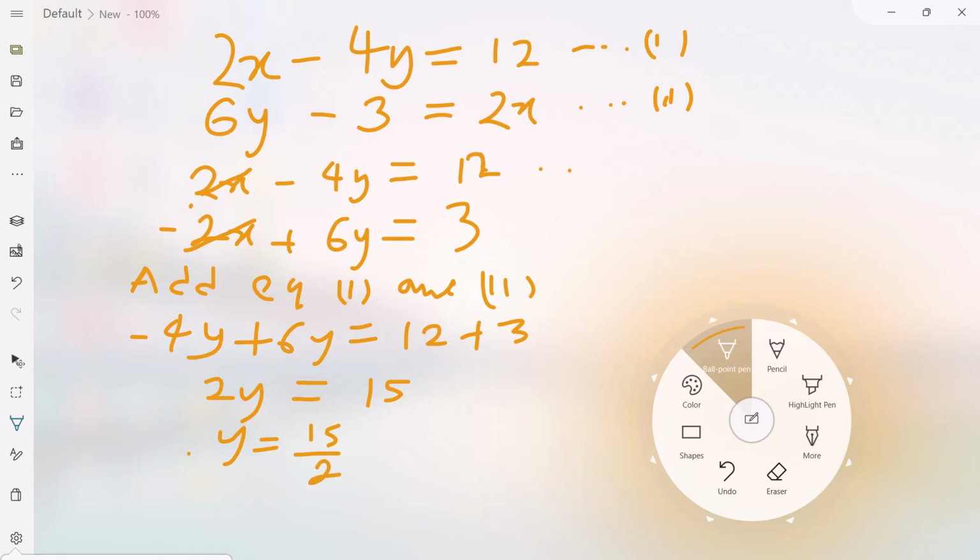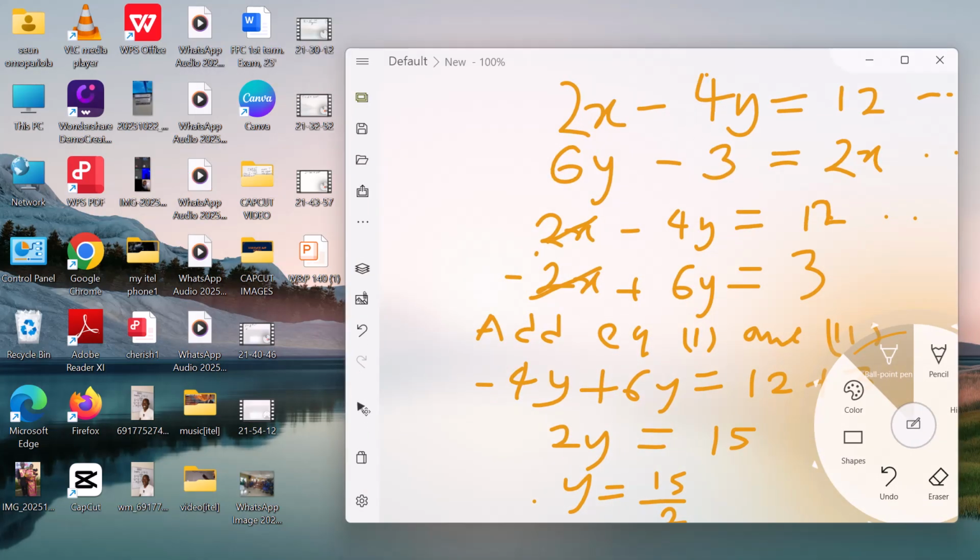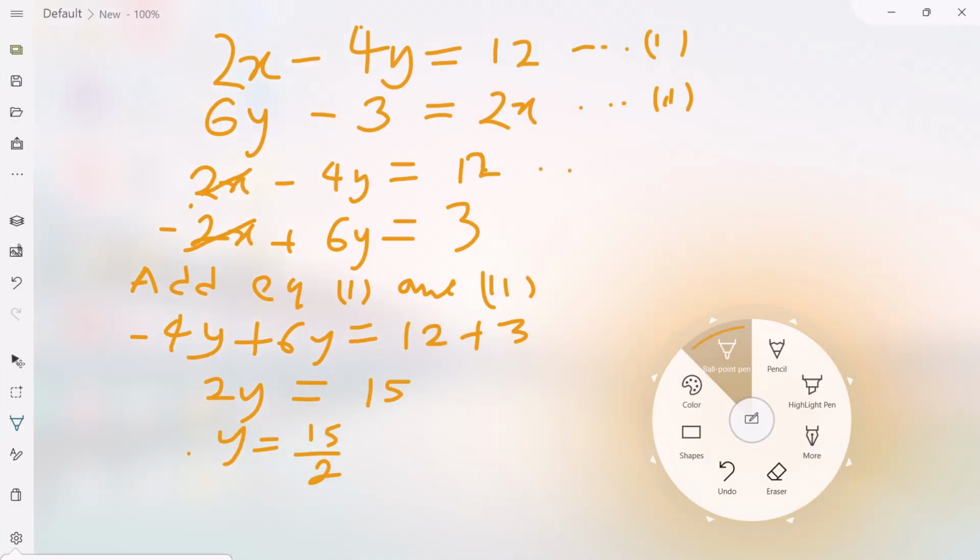So to get my x, I will substitute into any of the equations. I can substitute into equation 2. So I'll say minus 2x plus, instead of writing 6y, I'll write 6 into 15 over 2 is equal to 3.